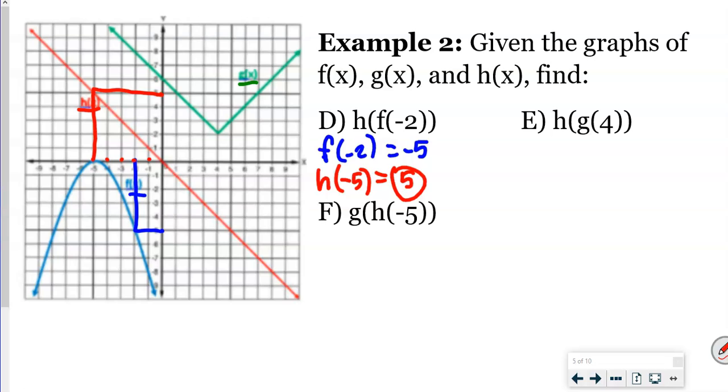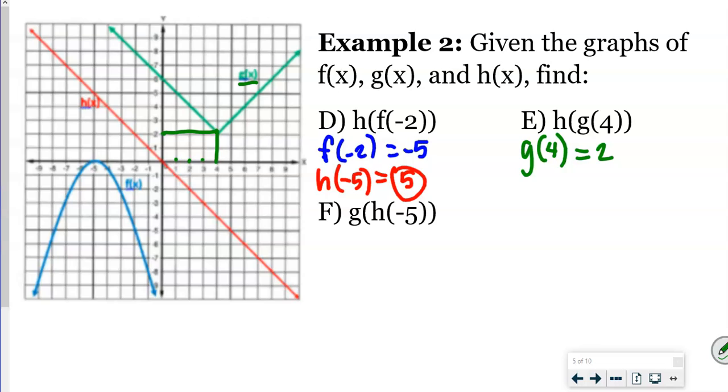Okay, let's do it with e. So we're going to do g of 4. I'm going to erase all that. So we got our g of 4. So our g graph is green. So we're going to go g of 4. So we're looking at 4 right here. 1, 2, 3, 4. Remember, we're always looking at x values, going up to the graph, and then we're going over to our y value.